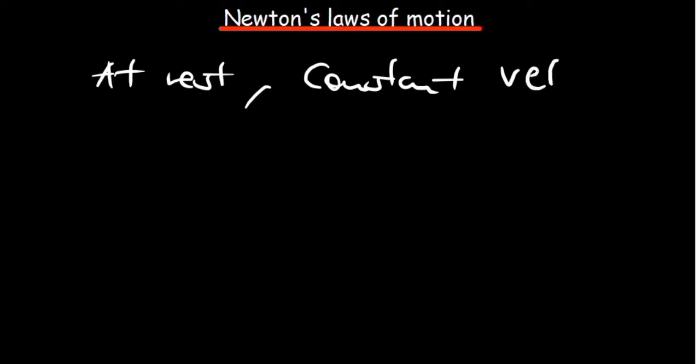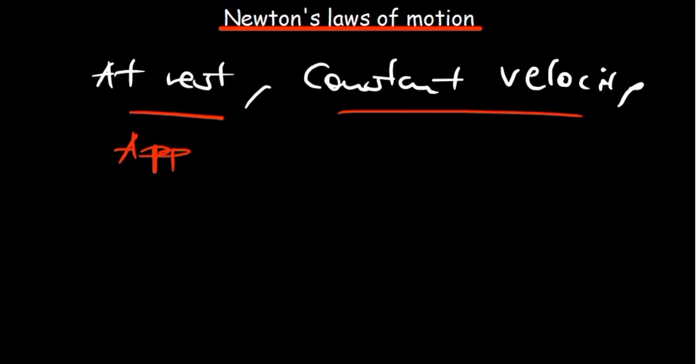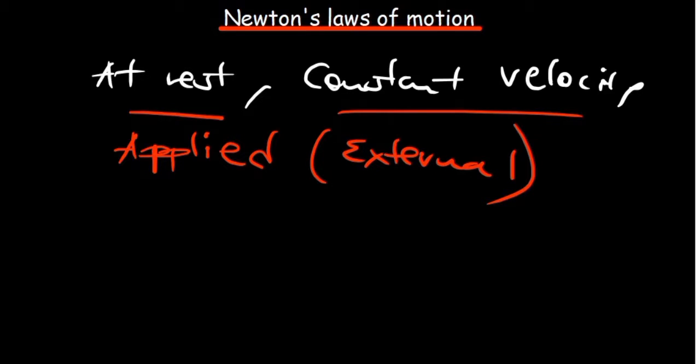The first law of Newton's laws states that an object that is at rest or moving at a constant velocity will continue to do so unless an external force is applied. So we have two scenarios where you may have an object that is at rest or moving with constant velocity. Either way, the object will remain in that state until you apply a force, which we're going to call an external force. That's what the first law tells us.